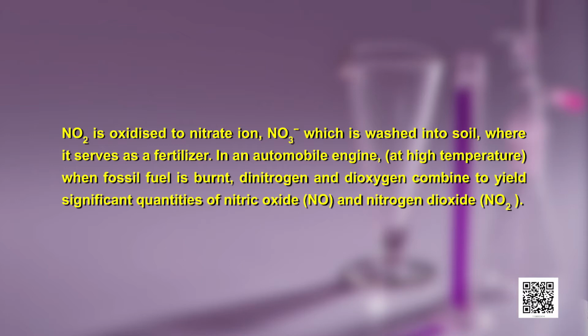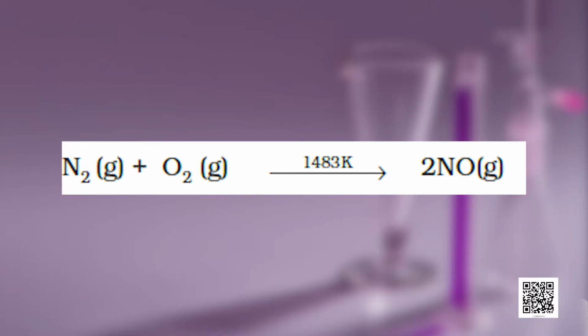In an automobile engine at higher temperature, when fossil fuel is burnt, dinitrogen and dioxygen combine to yield significant quantities of nitric oxide, that is NO, and nitrogen dioxide, that is NO2. The reaction can be represented as shown on your screen, that is N2 plus O2 reacting at higher temperature giving NO. This NO further reacts instantly with oxygen to give NO2.